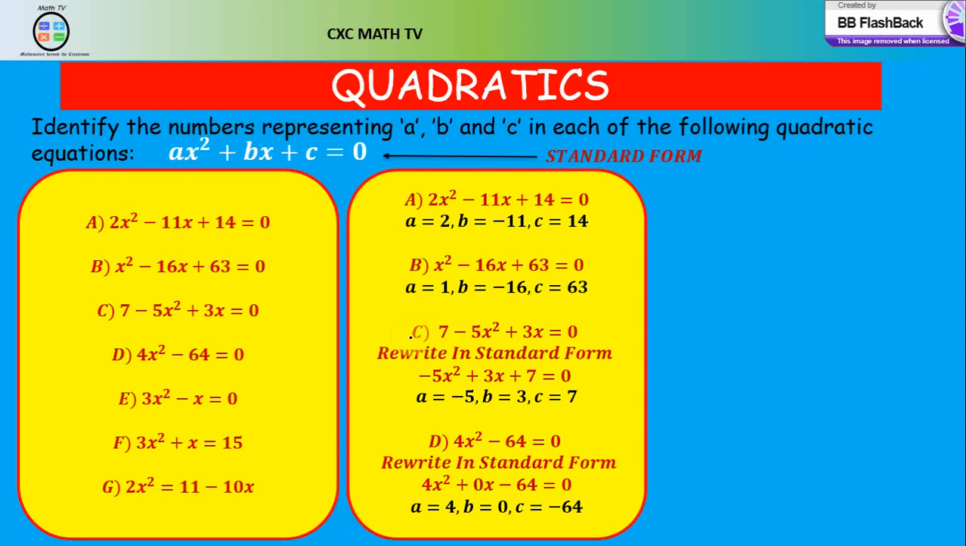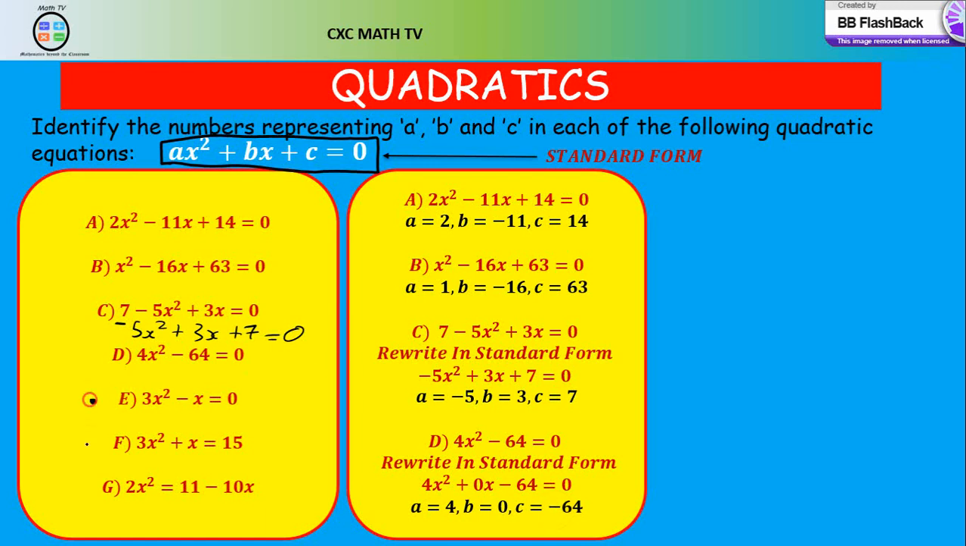Alright, so notice we did A, we did B. Now C. Always remember you have to do what first? You have to rewrite it in standard form. It has to be written ax squared plus bx plus c equals 0. Remember that is standard form. So first thing we have to do is put it as minus 5x squared plus 3x plus 7 equal to 0. That way we get our a is negative 5, b is 3, and c is 7. For part D, again, notice there is no b term, so we have to put in a 0x, 0 as our placeholder. So a is 4, b is 0, c is negative 64.